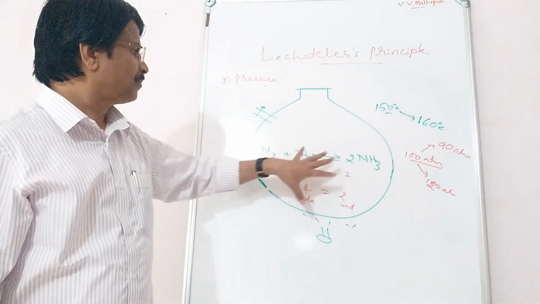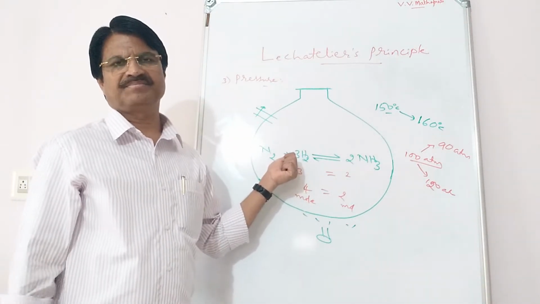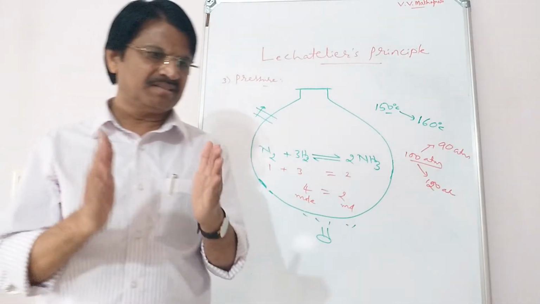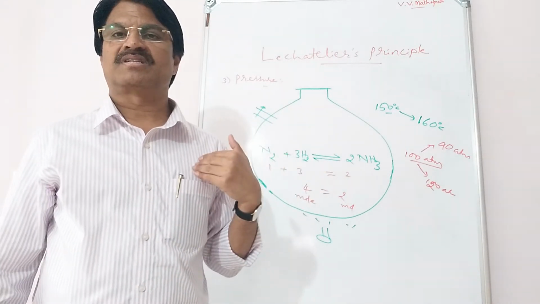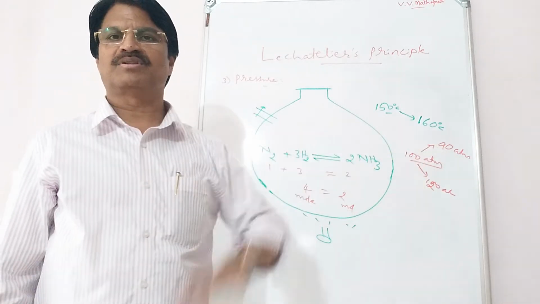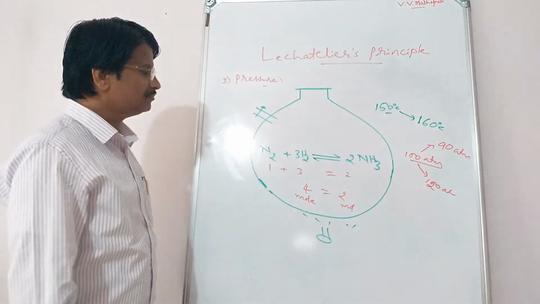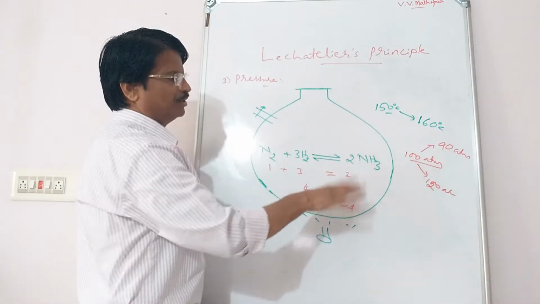Now, when the pressure is increased, where the equilibrium shifts is important. It shifts to where the number of moles is less, because the system tries to decrease the pressure by decreasing the number of moles. Therefore, the equilibrium shifts towards the right side.